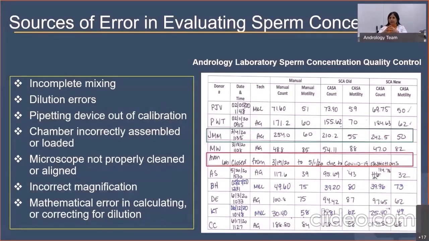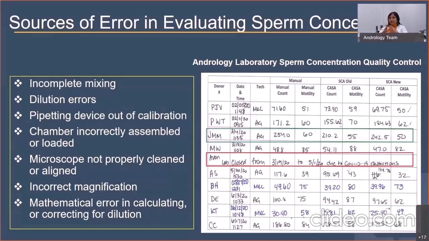Sources of error in evaluating sperm concentration. These are provided on the left side. You can make a note, review these and implement them within your lab, so your technologists are mindful that these are the errors that can happen, like incomplete mixing and dilution errors.